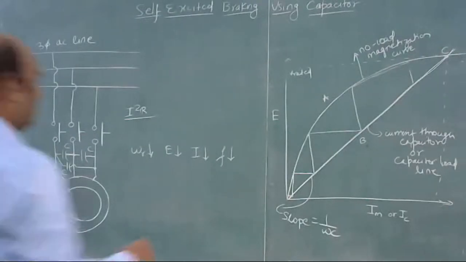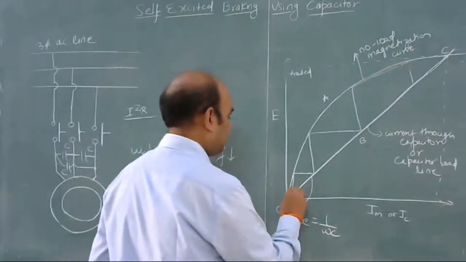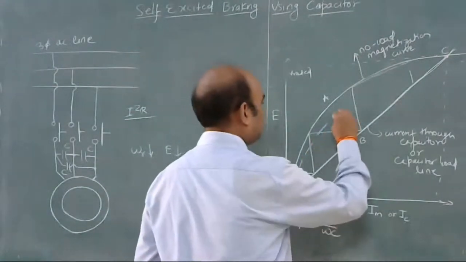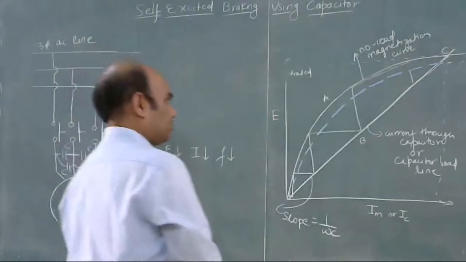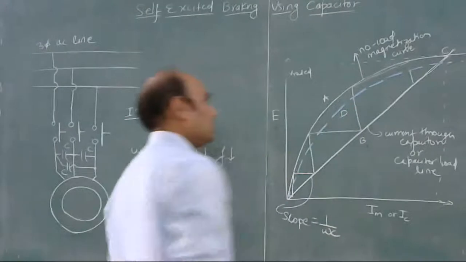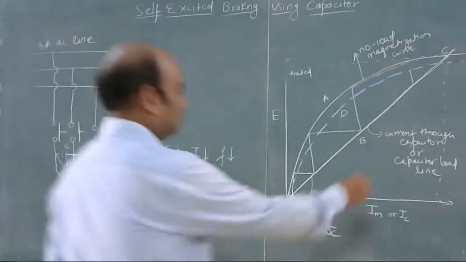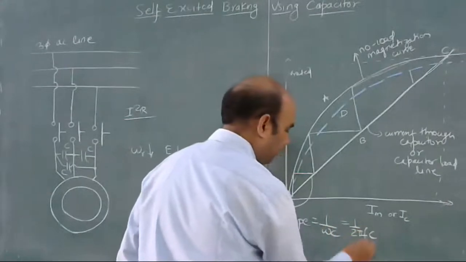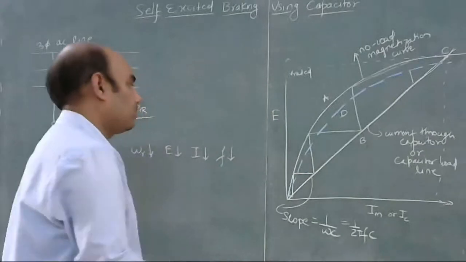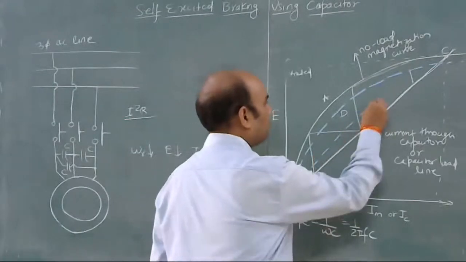So now there will be a new magnetization curve due to the decrease in speed, voltage, and current. Suppose this is curve AB. A new magnetization curve will be obtained like this for reduced frequency, and this capacitor load line has slope 1 upon omega C, that is 1 upon 4 pi fC. So frequency is decreasing, so this slope will increase.